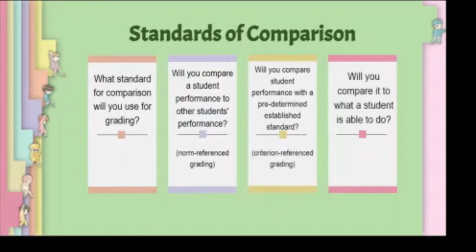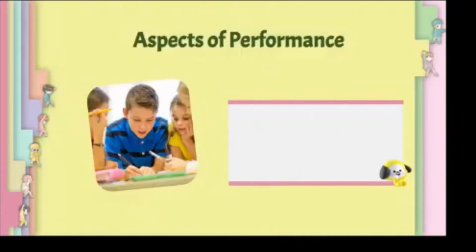And lastly, will you compare it to what a student is able to do, which is the learning potential or self-reference? And as an educator, if we go competence based, we will be for criterion reference grading, in which the predetermined standards are the intended learning outcomes presented and explained at the beginning of every lesson.